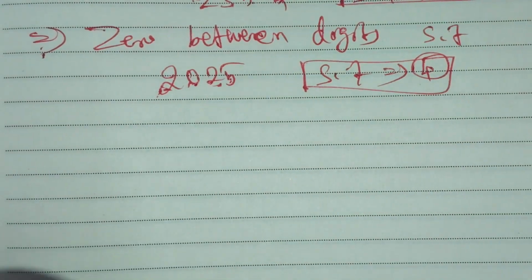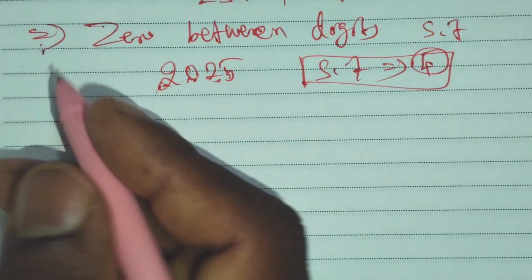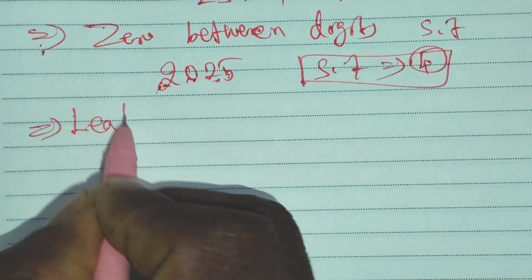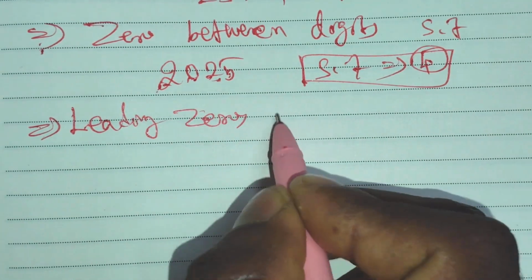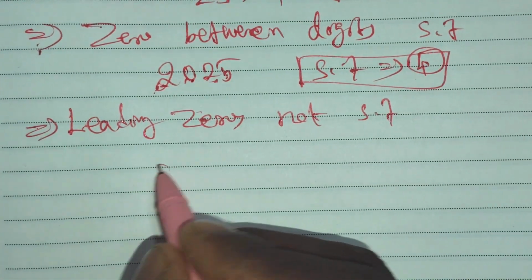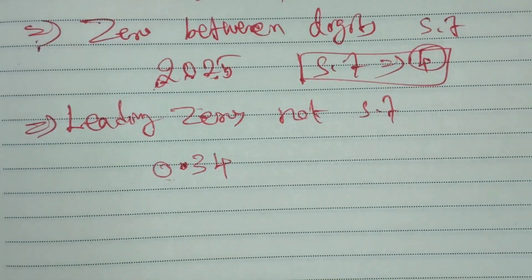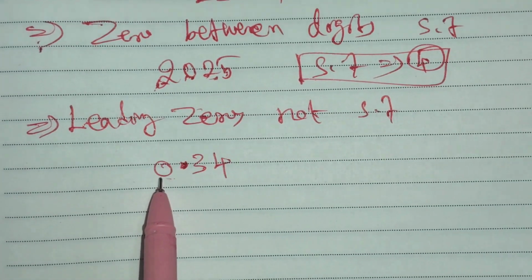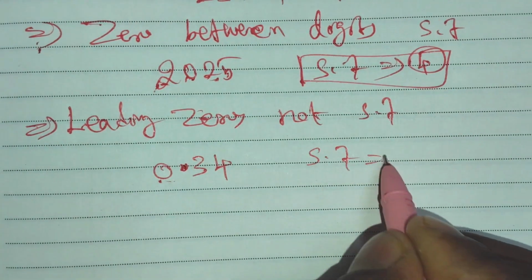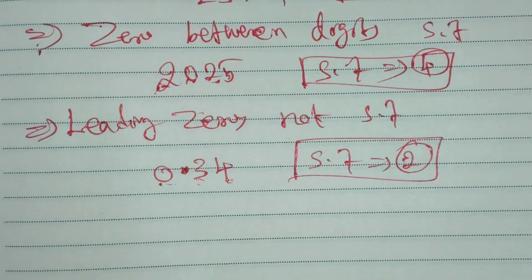Next, leading zeros are not significant figures, with or without a decimal. For example, 0.34. Here the 0 is a leading zero, so this 0 is not taken as a significant figure. So here the significant figures are only 2, that is 4 and 3: 2 significant figures.